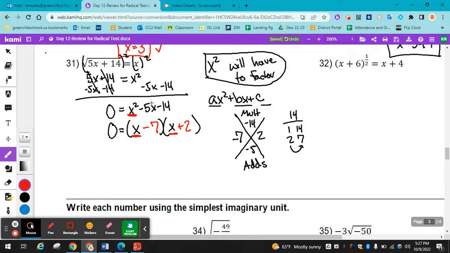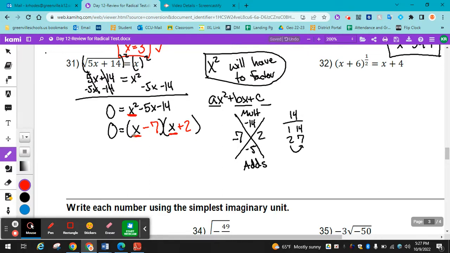And if you wanted to check your middle term, you'd actually have to FOIL it out. x times x is x squared. x times 2 is 2x. Negative 7 times x is negative 7x. Negative 7 times 2 is negative 14. So this is where the negative 5 comes into play and why they have to add to negative 5. But we're not trying to multiply it back out, because that just gives us back what we had up here.